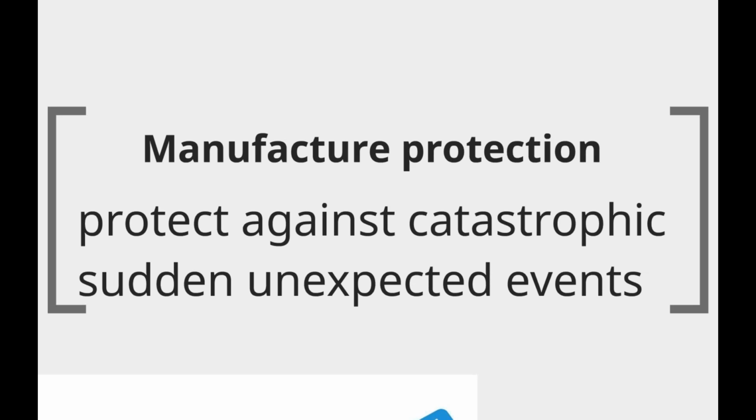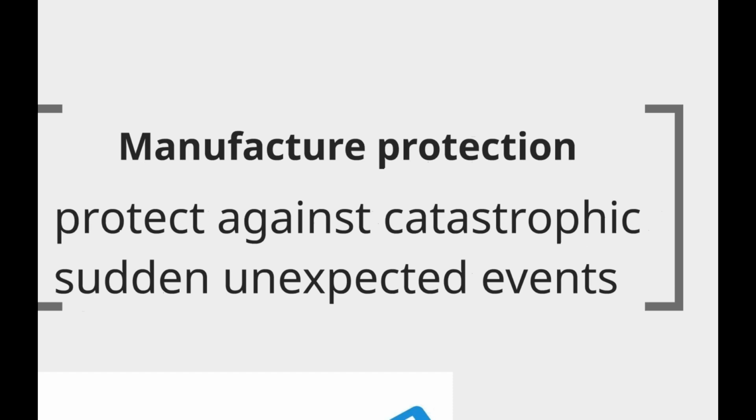What is the insurance company's responsibility? What does the insurance company do? Well, the insurance company's responsibility is to manufacture protection. They're the manufacturing facility. Their job is to protect the benefit plan promise against catastrophic, sudden, unexpected events. Simple as that. Their job is to manufacture the promise, and it's there to protect the integrity of the promise so it can continue into perpetuity.